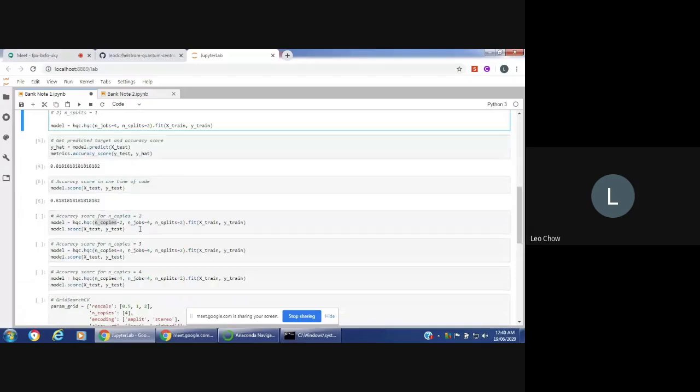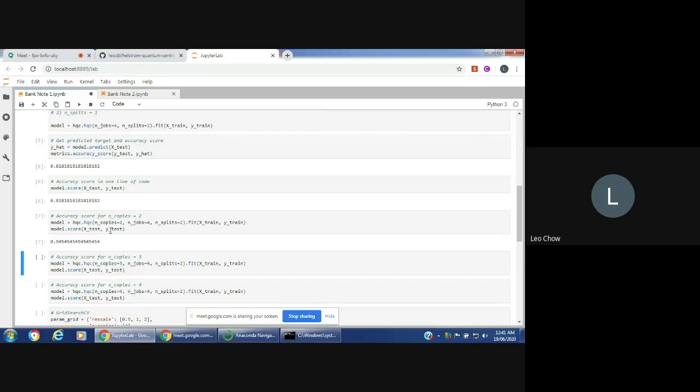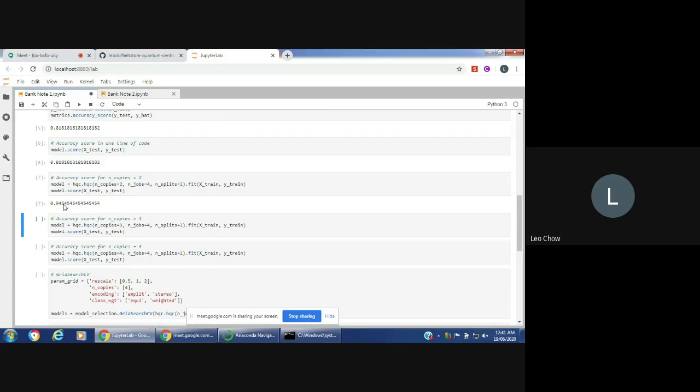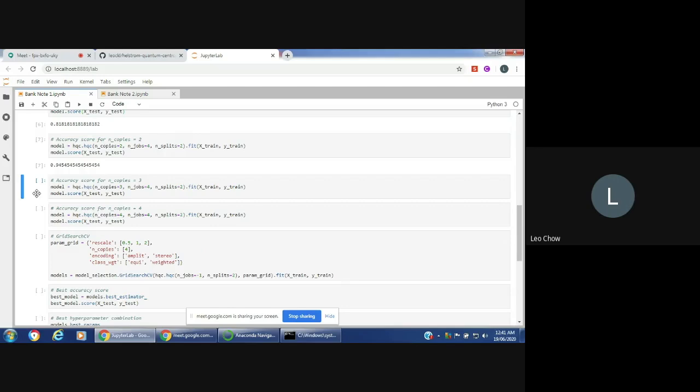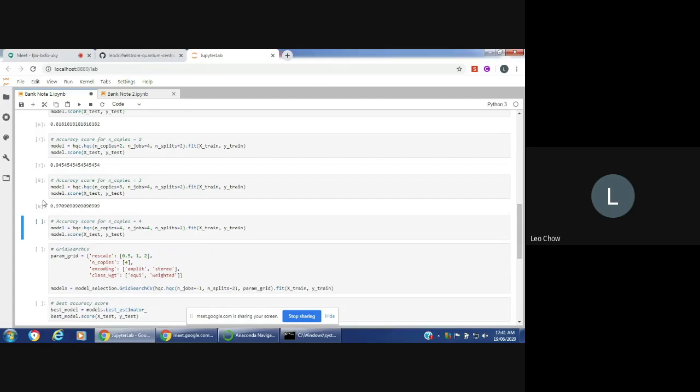So everything else is the same. n_jobs 4, n_splits 2, and all the other 3 hyperparameters are the same. And let's have a look to see what the performance is. As you can see, it jumped from 82% to about 95%. Now I'm going to further increase n_copies to 3 and let's see what happens with the performance. And voila, it increased by another about 3%, so it goes up to about 97%.